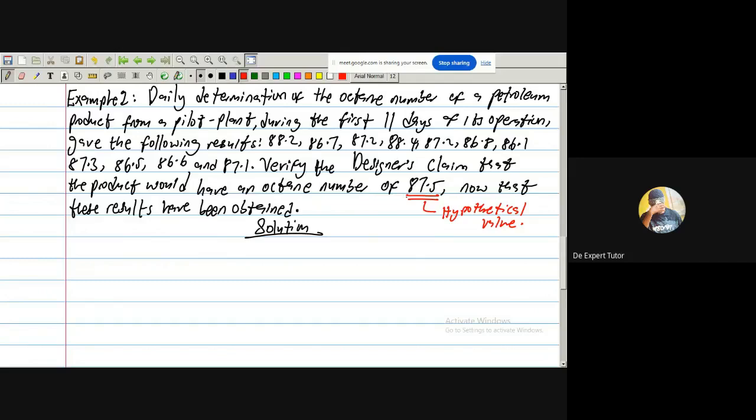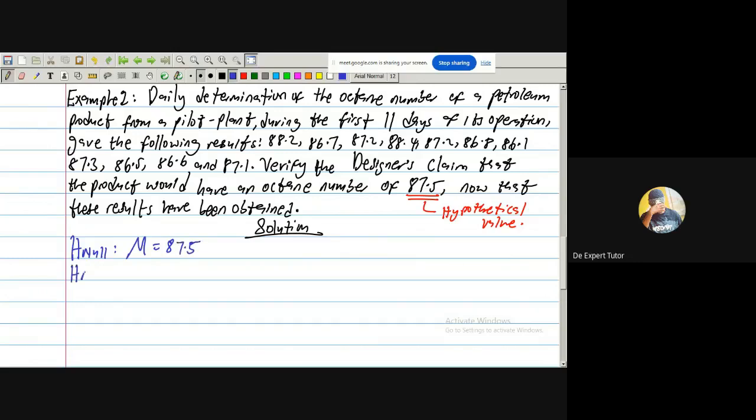We'll find our mean. Remember, what's the null hypothesis and what's the alternative hypothesis? The null hypothesis is that what? Let us look at this claim: that the product will have an octane number, that is, the octane number will be equal to 87.5. So our null hypothesis is the mean equal to 87.5.